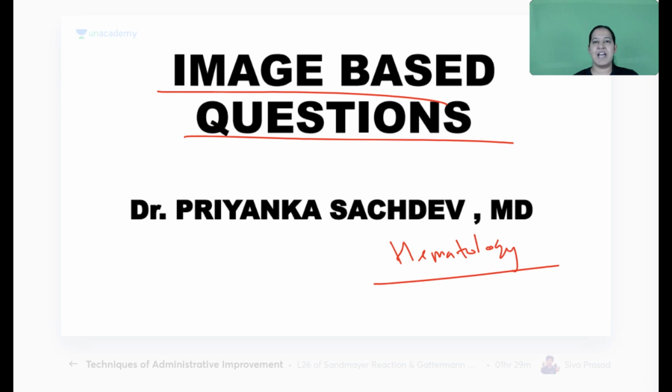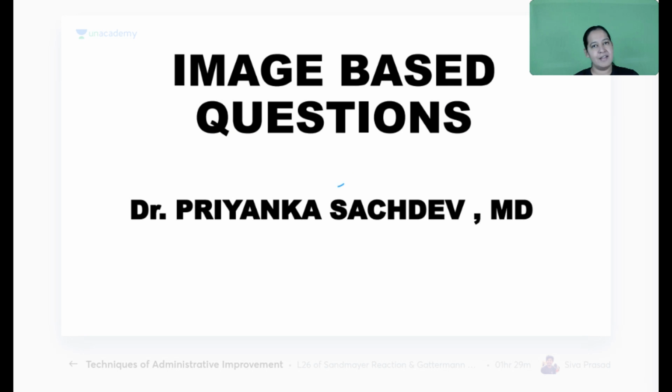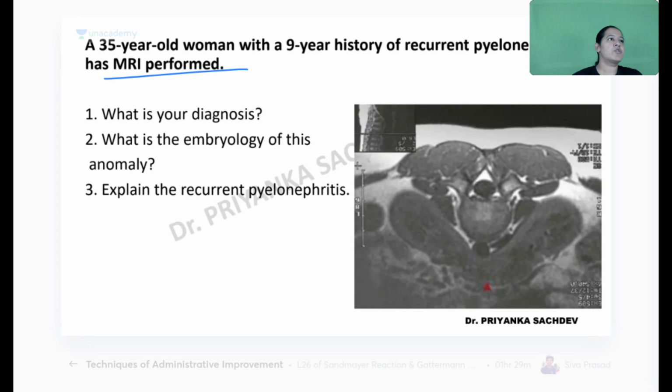Okay, so here is the next IBQ. You have to read the question, then answer me. See, this is the image. This is an MRI image. As I told you yesterday also, most of the IBQs are either on gross or morphology, microbiology, microscopy, or on radiology. So this is a radiology-based IBQ. It is MRI shown here.